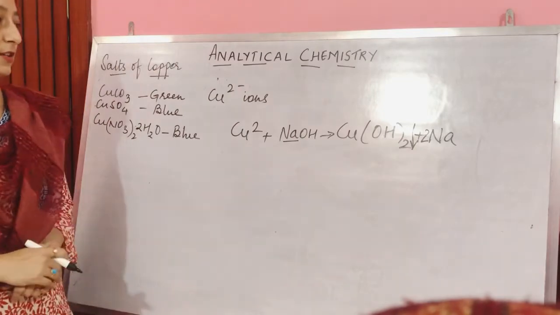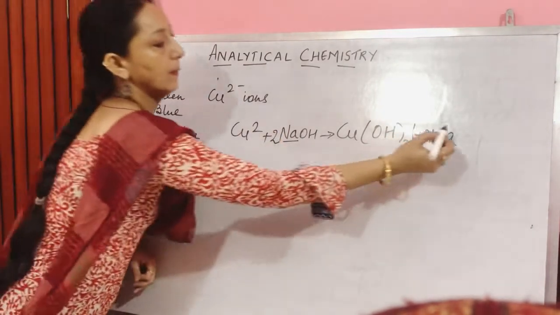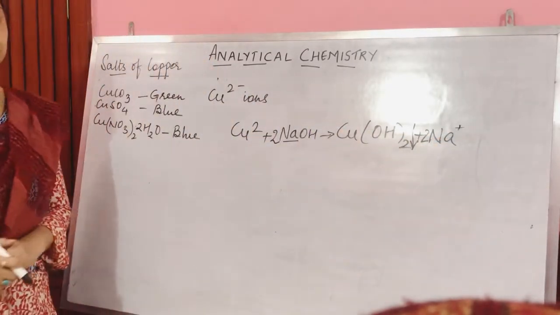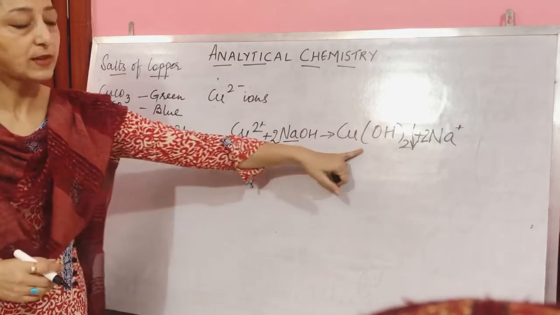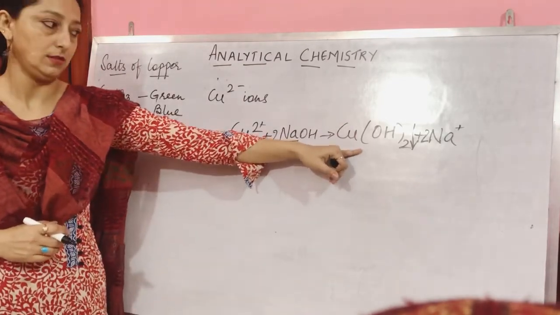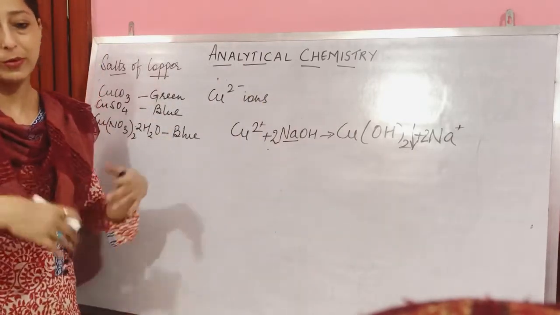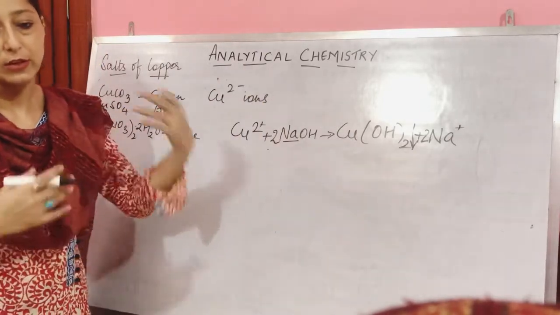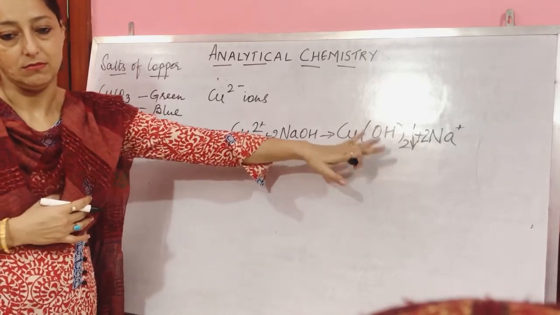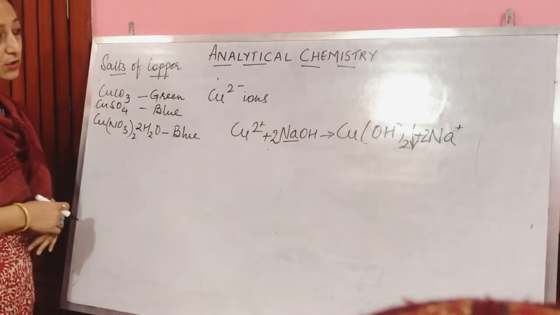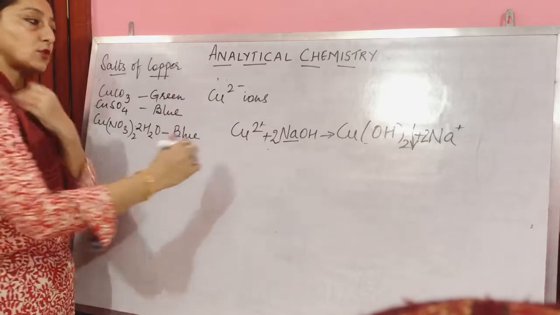So here it will be clear. Cu2+. Now this precipitate is insoluble. When we add more sodium hydroxide drop by drop, the precipitate will still be there, insoluble.